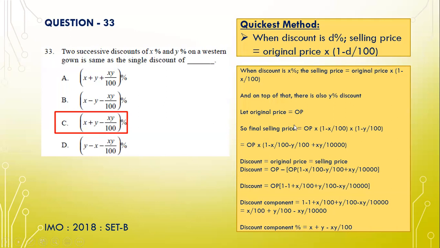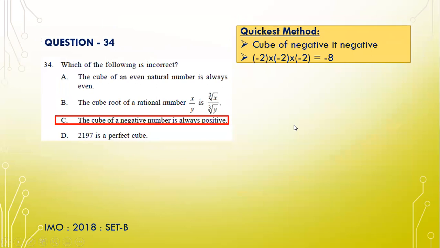Okay, a very good question to solve. Which of the following is incorrect? Okay, so option C is incorrect. The cube of a negative number is always negative, because let's say minus 2: the cube of minus 2 is minus 2 into minus 2 into minus 2, which is minus 8, isn't it? The square of a negative number is always positive, but the cube of a negative number, because it is 3 times minus, will always be negative.